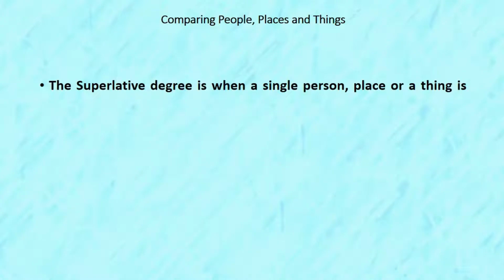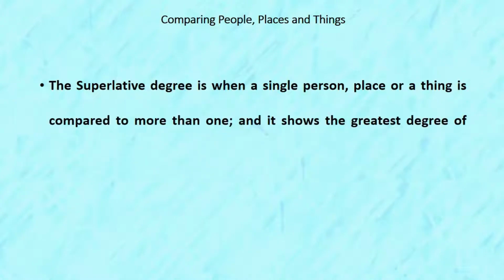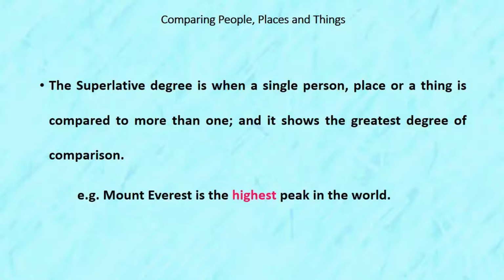The superlative degree is when a single person, place or a thing is compared to more than one, and it shows the greatest degree of comparison. For example, Mount Everest is the highest peak in the world.